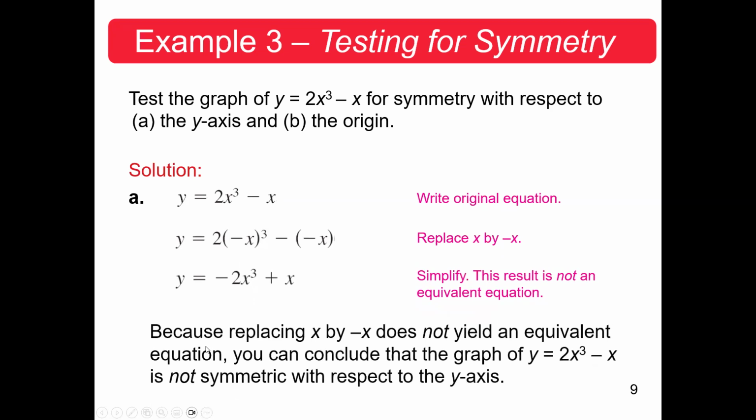Because replacing x by -x does not yield an equivalent equation, we can conclude that the graph of y = 2x^3 - x is not symmetric with respect to the y-axis.